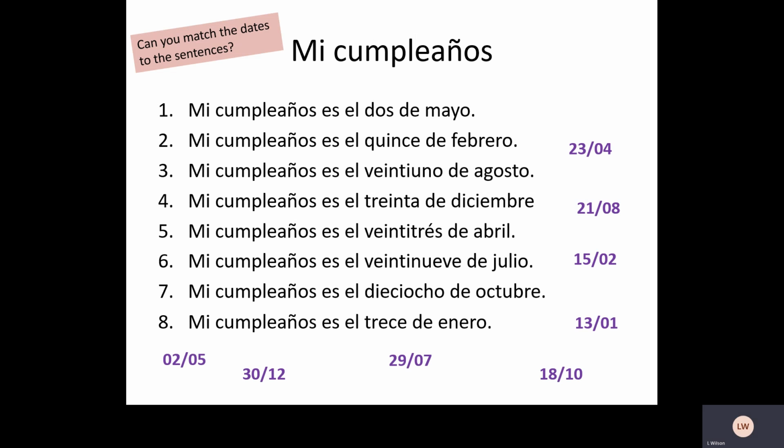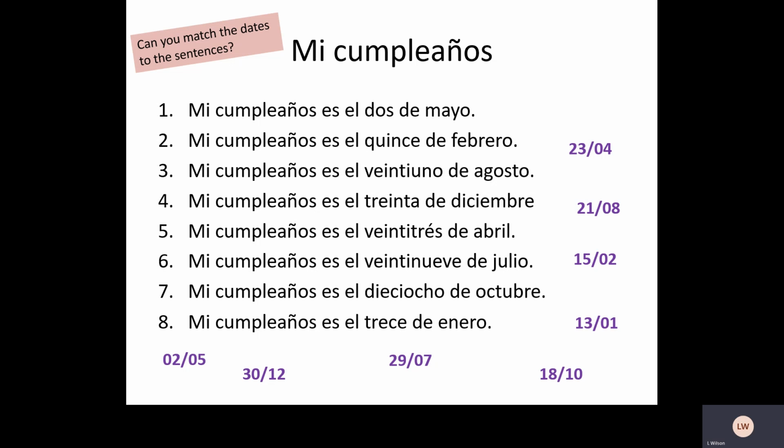Bueno. Okay, so mi cumpleaños, see if you can pronounce that word. Cumpleaños. Cumpleaños. Good. Try mi cumpleaños. Right. So did you work out why we are learning numbers up to 31 and months of the year today? Yes, so we can say our birthday. So mi cumpleaños means my birthday.